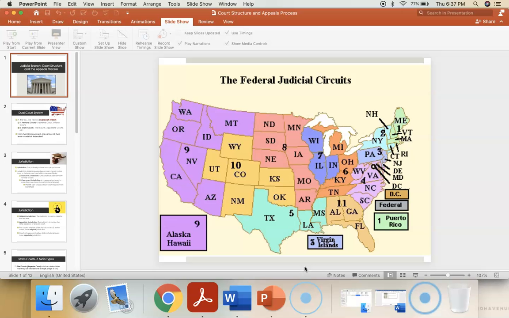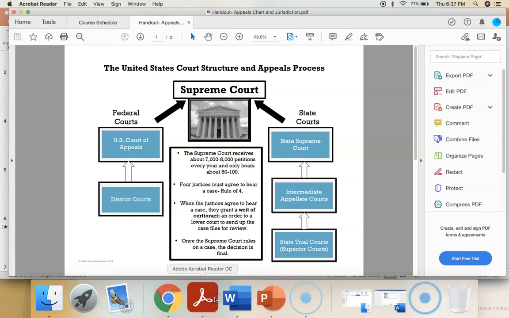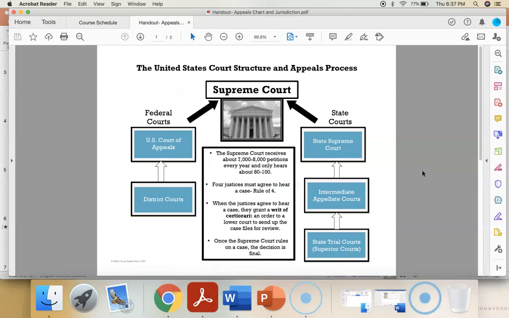So just to show you a quick example of what I'm talking about, and I will include this in the section for you to look at. This is just a graphic organizer of the appeals process. So again, we've got on one side the state trial courts. Then if you move up to intermediate appellate courts, okay? So let's say you're convicted of something simple, and you want to appeal your case, okay?